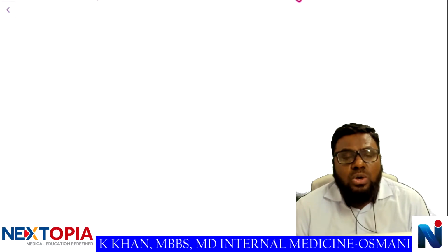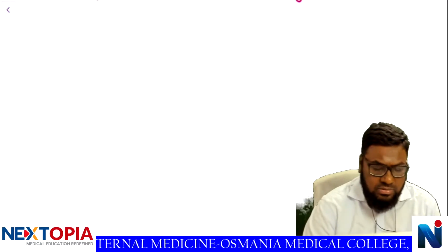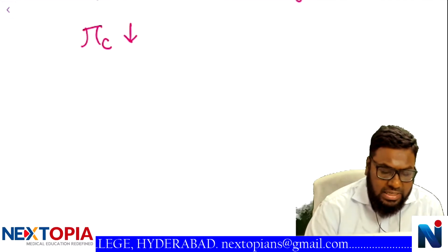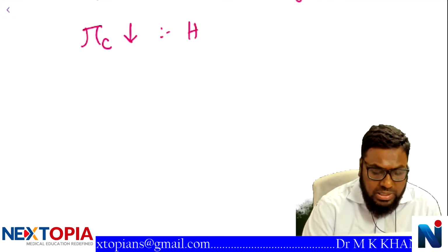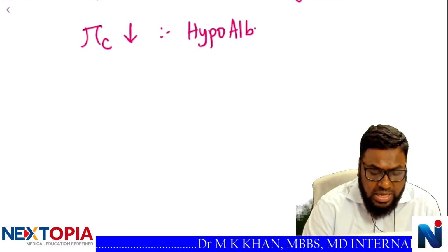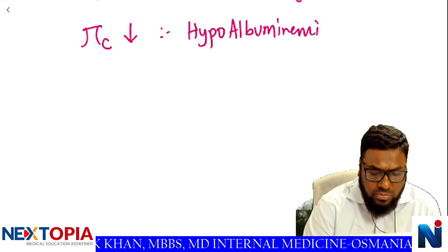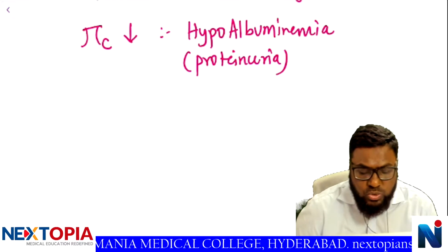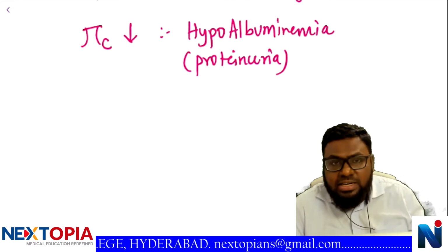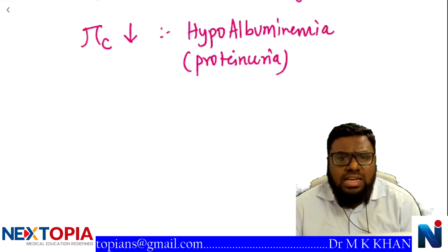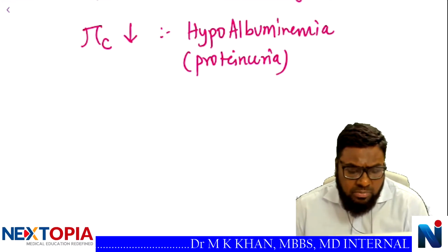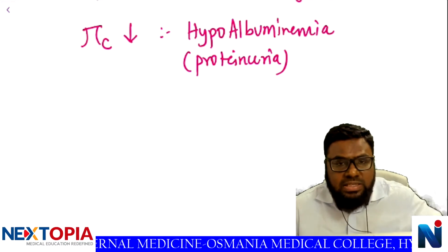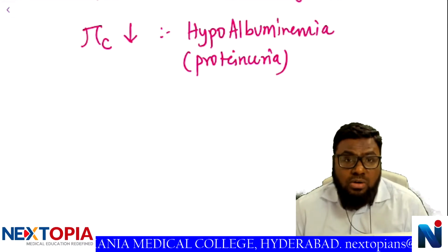Next example I'll tell you, in a condition where there is a decreased vascular oncotic pressure. If the oncotic pressure of the capillaries is decreased, for example, hypoalbuminemia, or patient is losing albumin, proteinuria, or proteinuria, you can call, both are same. For example, a person suffering from nephrotic syndrome, losing lot of proteins. A person suffering from diabetic nephropathy, losing lot of proteins, or liver failure. This causes decrease in the plasma oncotic pressure, and thus fluid shifts from these capillaries into the interstitium, causing lot of edema, right?